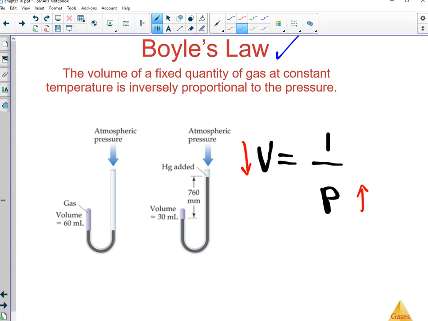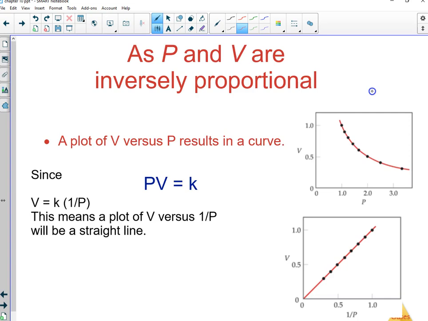Inverse relationship. And on a graph, an inverse relationship would be something that you would ski down instead of something you would climb up, right? It would point down. So volume and pressure are inversely related. Don't worry about this PV equals K stuff. We'll talk about K. It's going to turn into R, but whatever. So a plot would look like this, or it would go down. That just is proof that it is an inverse relationship.